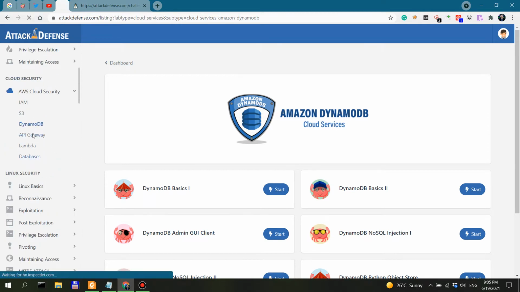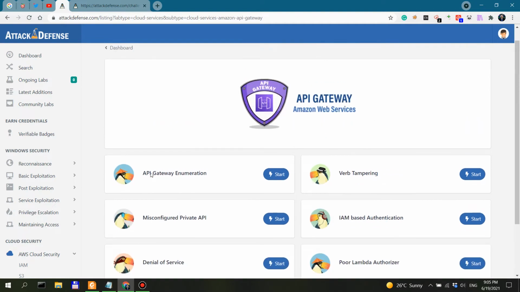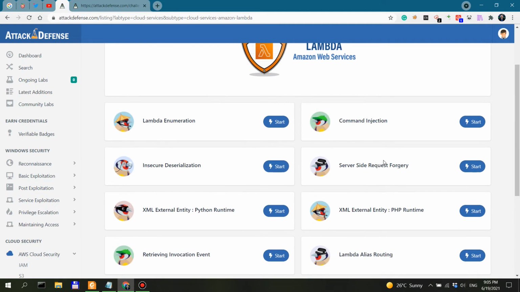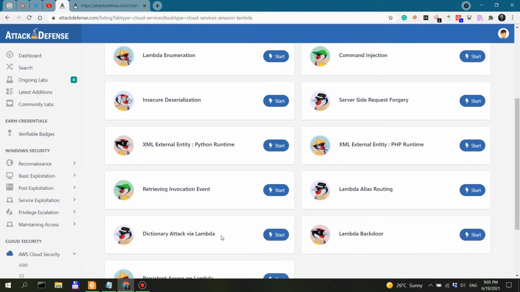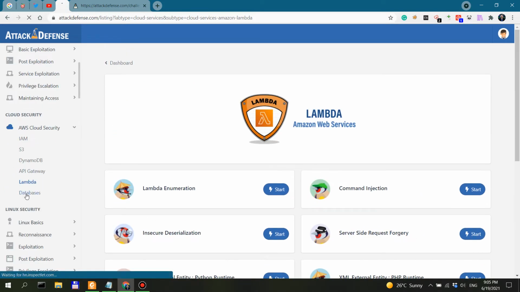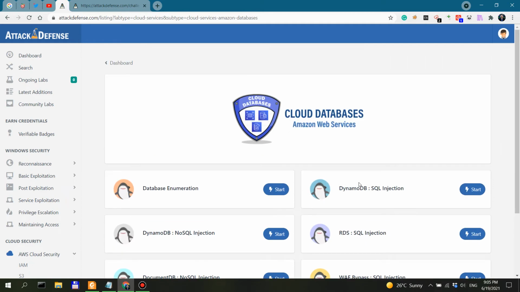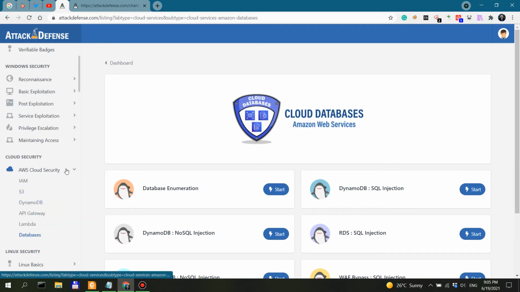Where were we? DynamoDB, then you have the API gateway, another 6 scenarios. Lambda. I'm really excited about this because this provides actual hands-on experience with AWS. You have 11 scenarios, plus other types of databases, maybe RDS. So you have RDS, SQL injection, DynamoDB, DocumentDB. Another 6 scenarios. In total, maybe 80 to 100 scenarios, all having to do with AWS. I think you could get a good level of experience by only going through these. And I think they also give you a badge if you complete all of them.